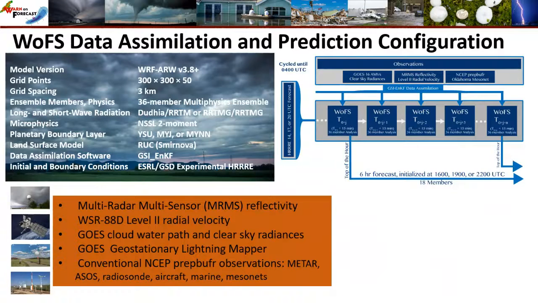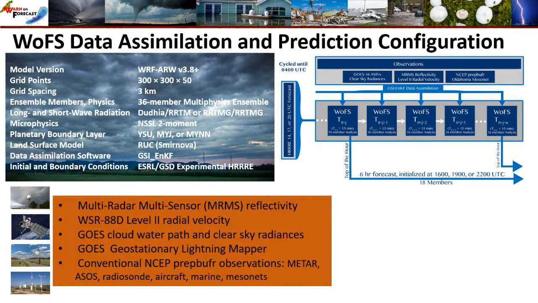So this is the current configuration that runs at 3 kilometer horizontal grid spacing. We have a 36-member ensemble, and it is a multi-physics ensemble with diversity in PBL and radiation schemes. For the microphysics, we are using a sophisticated NSSL 2-moment microphysics scheme. We assimilate reflectivity and Doppler velocity from WSR-88D radar, and we also assimilate geostationary satellite observations and National Weather Service operational conventional observations like METAR, marine, radiosonde, and others.